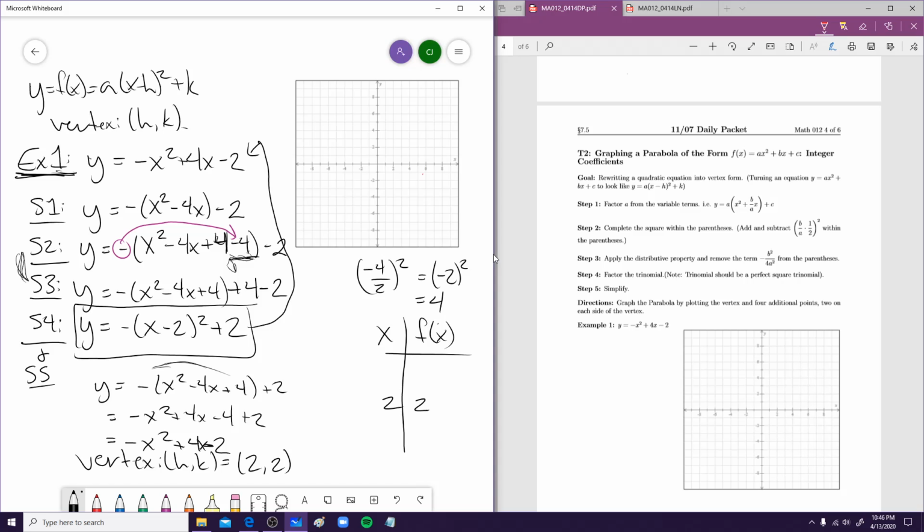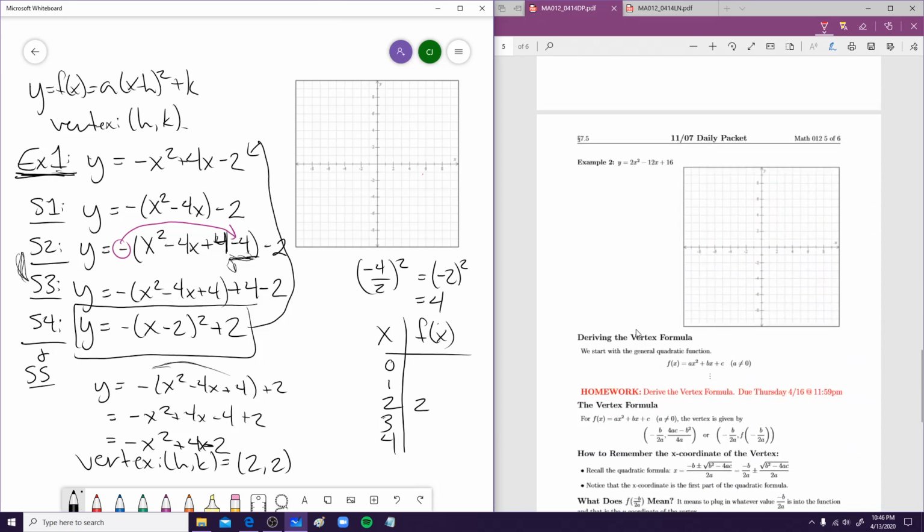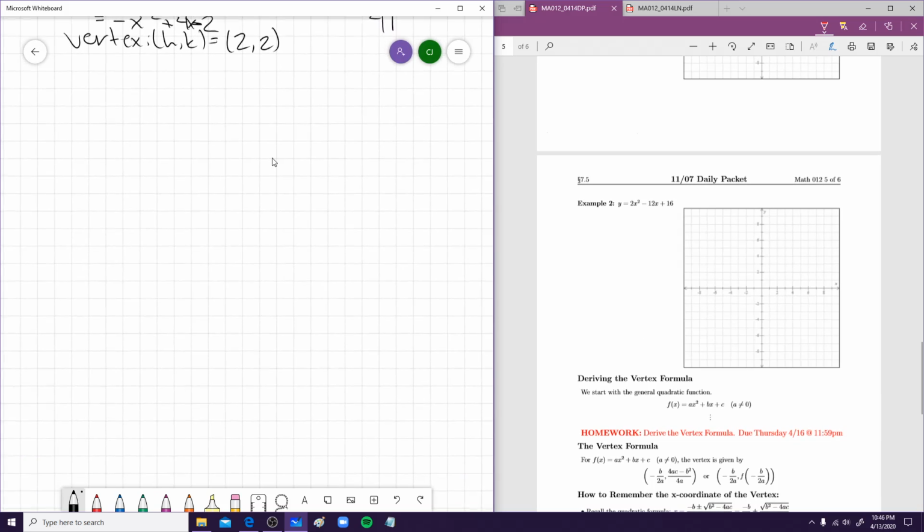And how do I know which x's to pick? I'm going to pick two x's that are less than 2 and two values that are bigger than 2. And then to find these y values, you're just going to plug them into your function, and then you'll get your f of x. But I will let you guys do that on your own time. Right? So now let's do example 2.